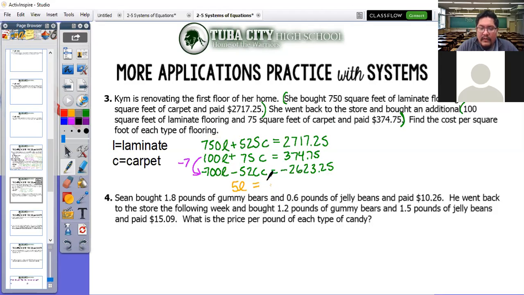So let's go ahead and I'm going to subtract that right now. And that would be 94. So 5 square feet of laminate flooring would be $94. So how much would it be for one? Oh, actually, hold on. You know what? I did almost make a mistake here because this would be 750 minus 700. So that wouldn't be 5.